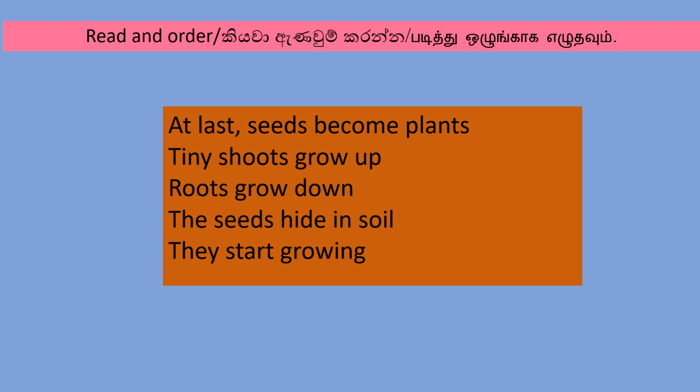At last, seeds become plants. Tiny shoots grow up. Roots grow down. The seeds hide in soil. They start growing.